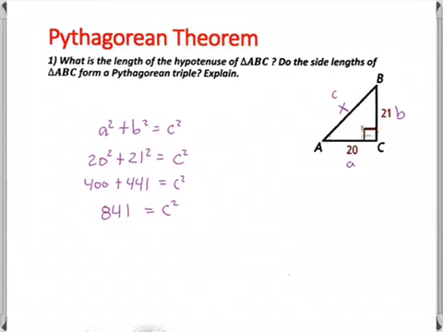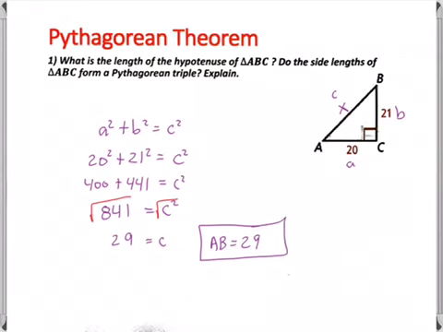Well, to find the length of AB, or c in this case, we have to square root both sides of this equation. So we square root the 841 and the c. So that means we get c equals 29. So that means the length of AB is equal to 29.